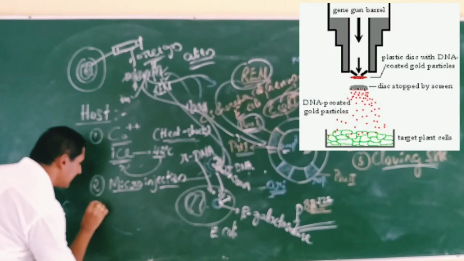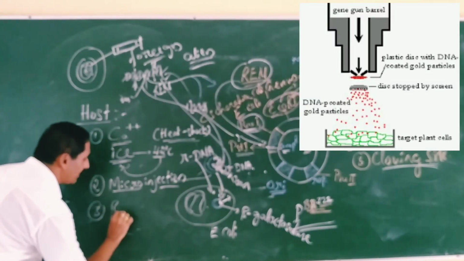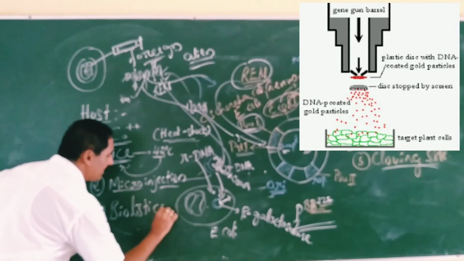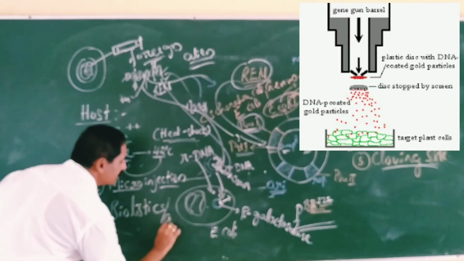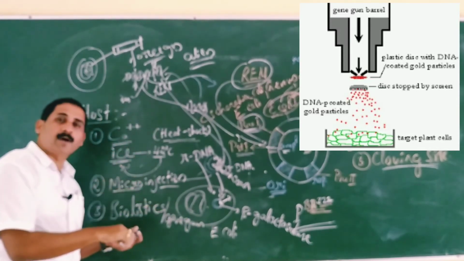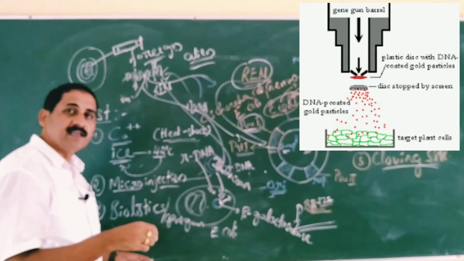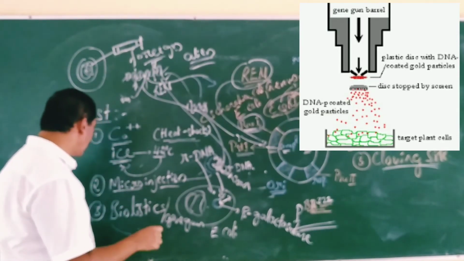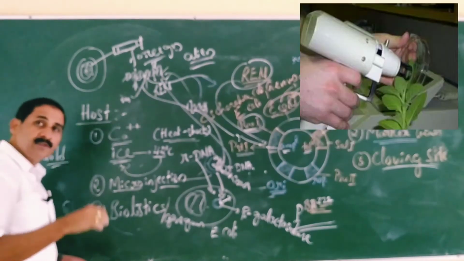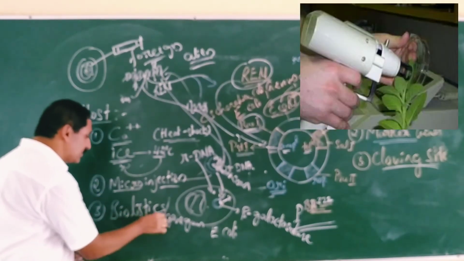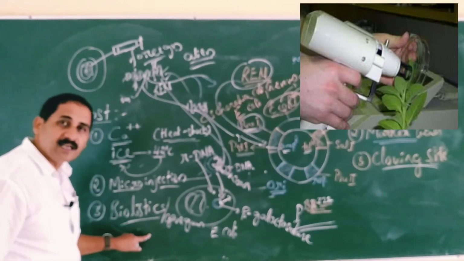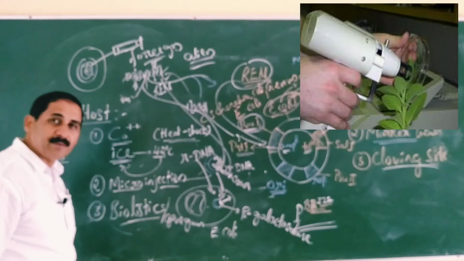But in plant cells we are using biolistics. In this biolistics, or gene gun method, the plant cells are bombarded with microparticles of gold or tungsten coated with DNA. So that is used to introduce the DNA into the plant cell. This method is called the biolistic method or gene gun method.